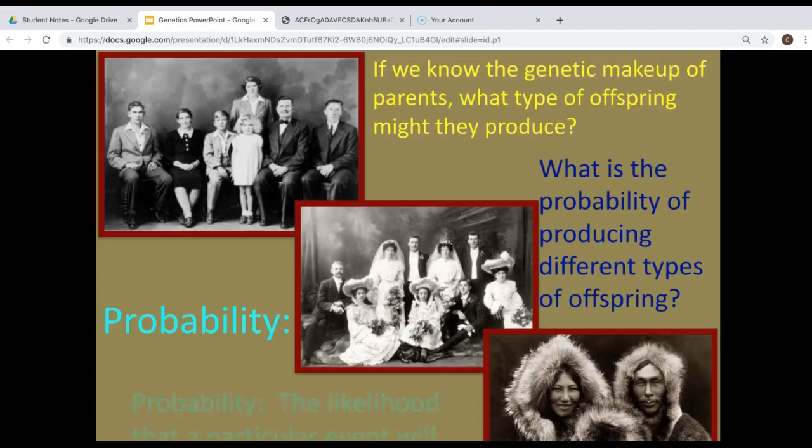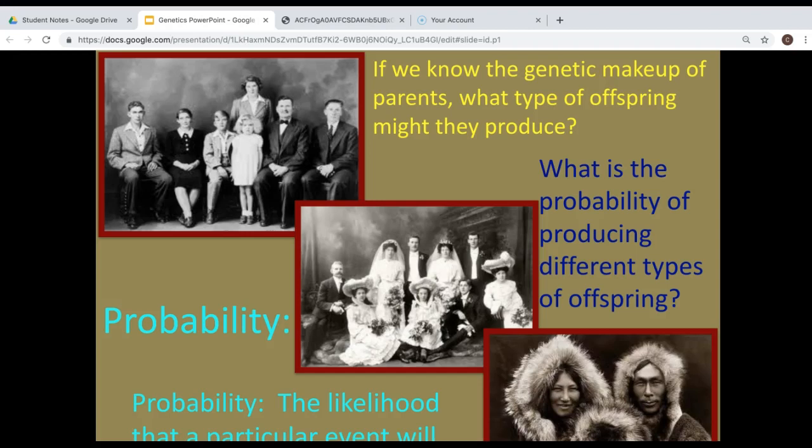All right. Now, the fun stuff. Let's start talking about probability. Please write this definition down. It will be on your vocab quiz. But probability is the likelihood. We're specifically talking about genetics here. The likelihood that a particular event will occur.